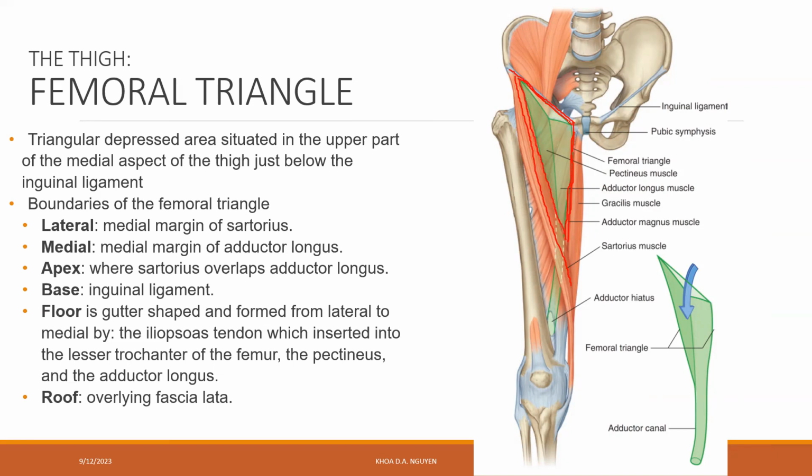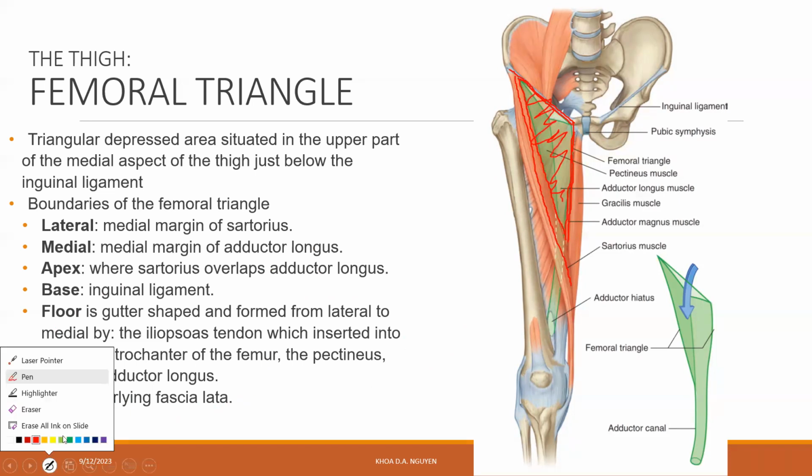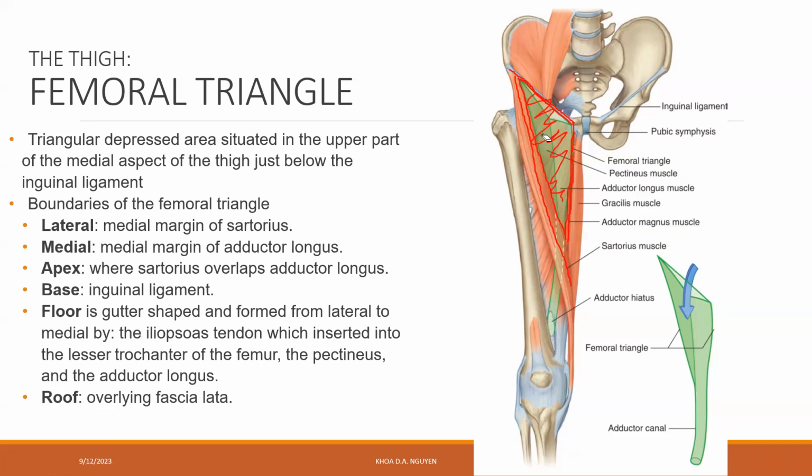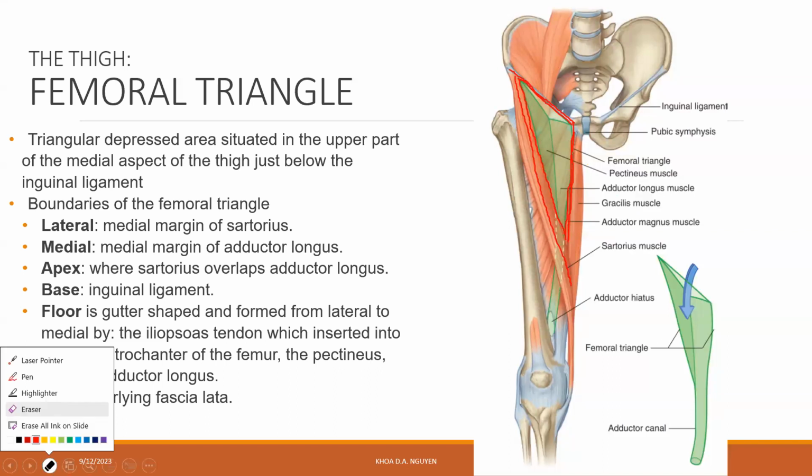You only need to know these three sides. We have, for example, the apex, the base, the floor, the roof, and everything. But really, these three sides are the ones that you really need. All these other things are for you as a reference. Because the roof, the overlying fascia lata, what is that? It is this portion right here that basically puts a lid onto the femoral triangle. But as of now, just know these three sides first.